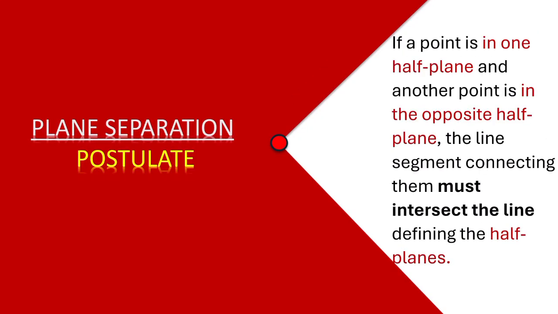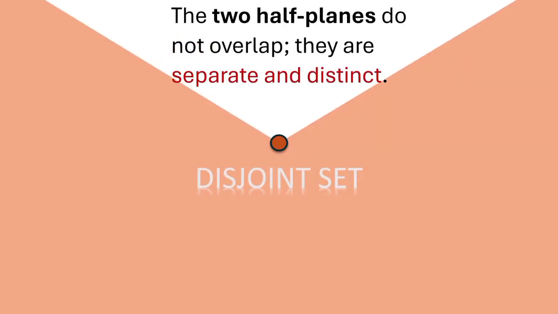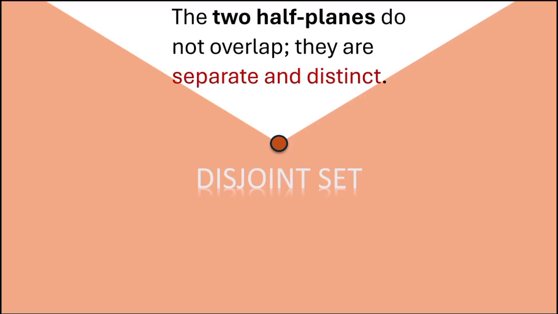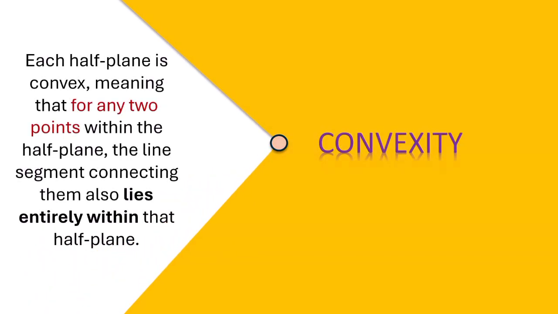First, we have the disjoint set. The disjoint set is the 2 half planes that do not touch or overlap. They are disjoint, meaning they are completely separate and distinct. Imagine slicing a piece of paper with a line. You now have a left side and a right side. They don't mix.